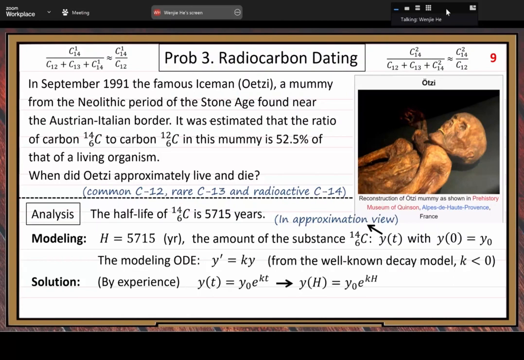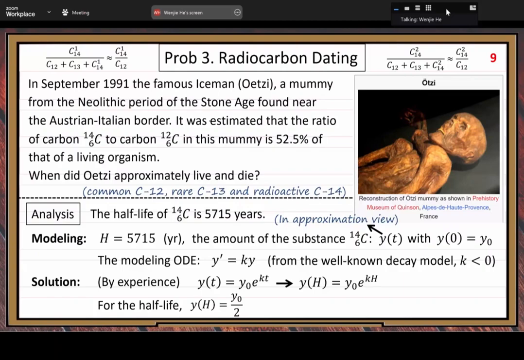Then we plug in the half-life, capital H: y of H equals y0 times e to the little k h. This is the meaning of half-life. At capital H, the amount of radioactive carbon-14 is half of the initial amount. That's the definition of half-life.